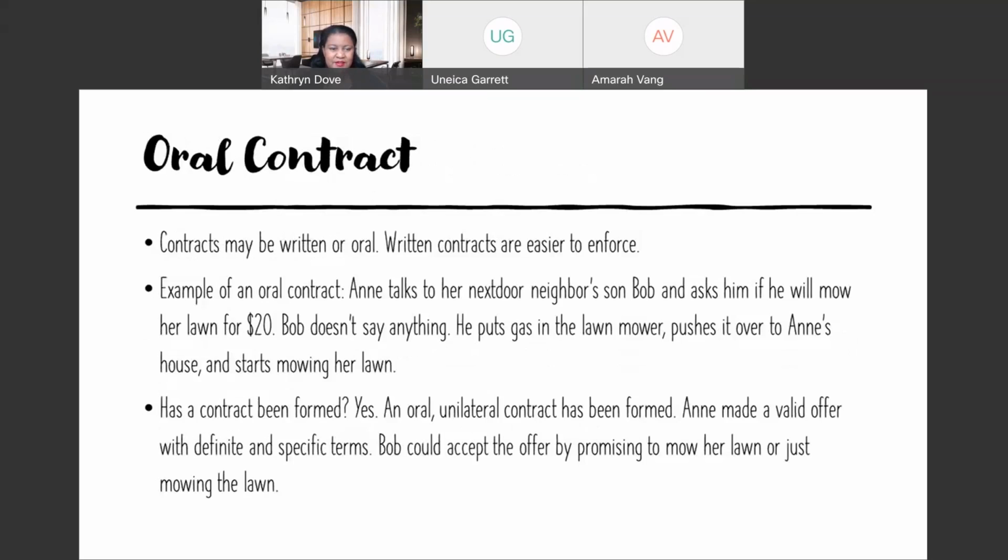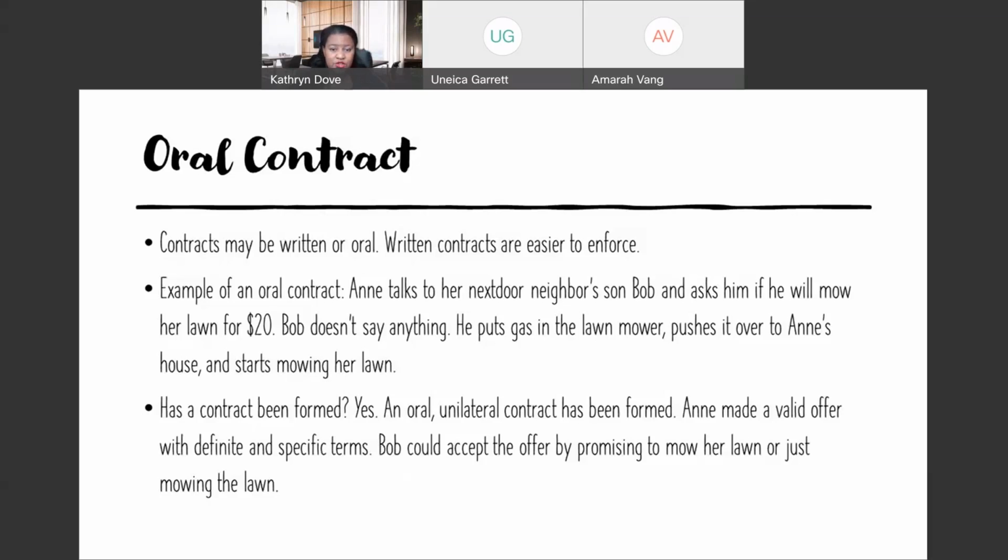Yes. Awesome. Okay, so getting back to our example of the oral contract, an oral contract was formed between Anne and Bob. A unilateral contract, that means there was one promise, and that promise was exchanged for performance. Anne promised to pay Bob $20 if he mowed her lawn. She wasn't looking for him to promise to mow it, she was waiting for him to mow her lawn. So that's exchanging a promise for performance.